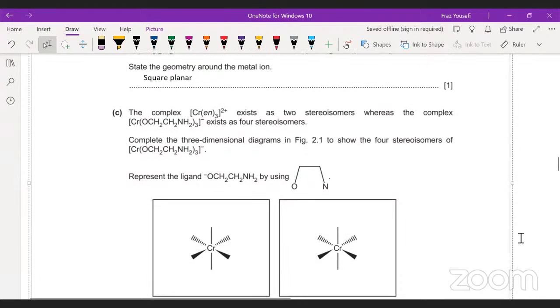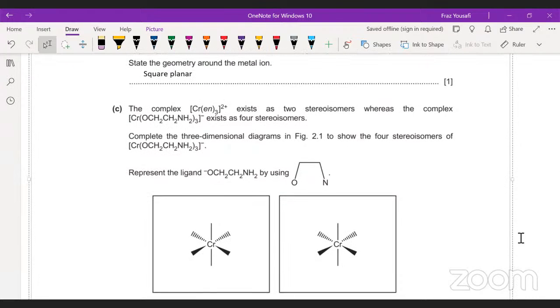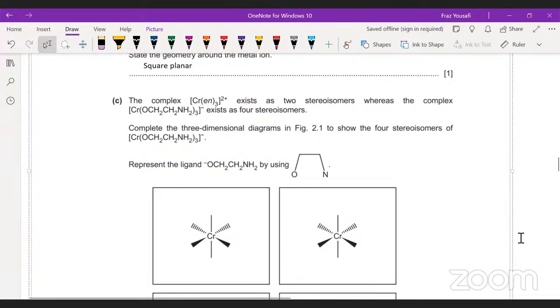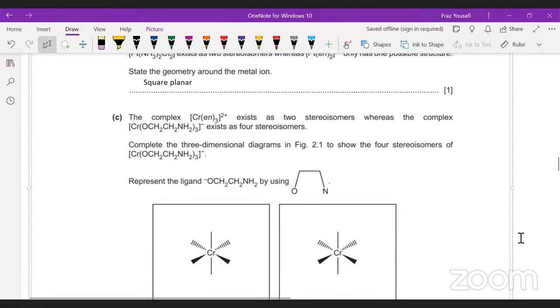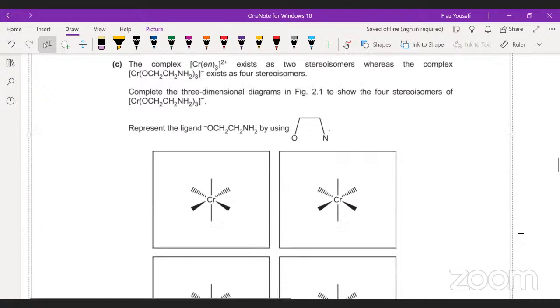All right, then you've got this complex ion of Cr(en)3 2+ that exists as two stereoisomers as well, whereas the complex Cr(OCH2CH2NH2)3 exists as four stereoisomers. They've asked you to complete the three-dimensional diagrams in figure 2.1 to show the four stereoisomers when you would use the ON complex. So let's talk about that. How would we get four possible stereoisomers?